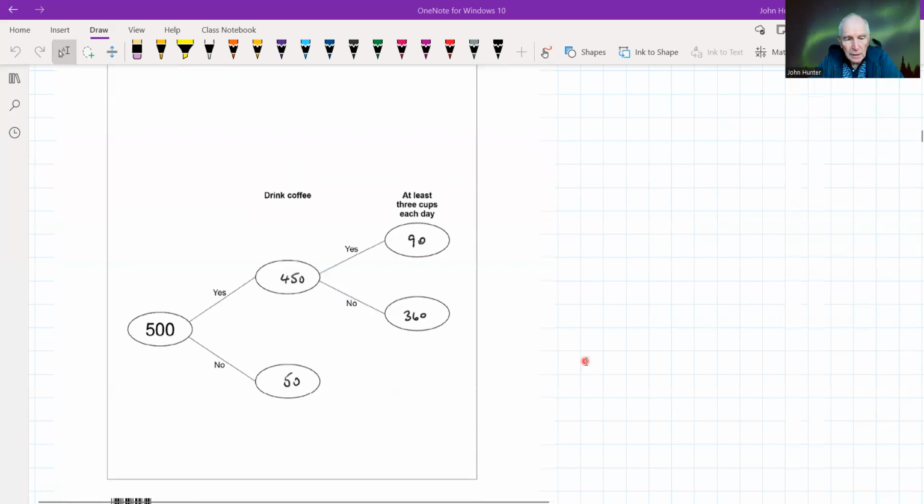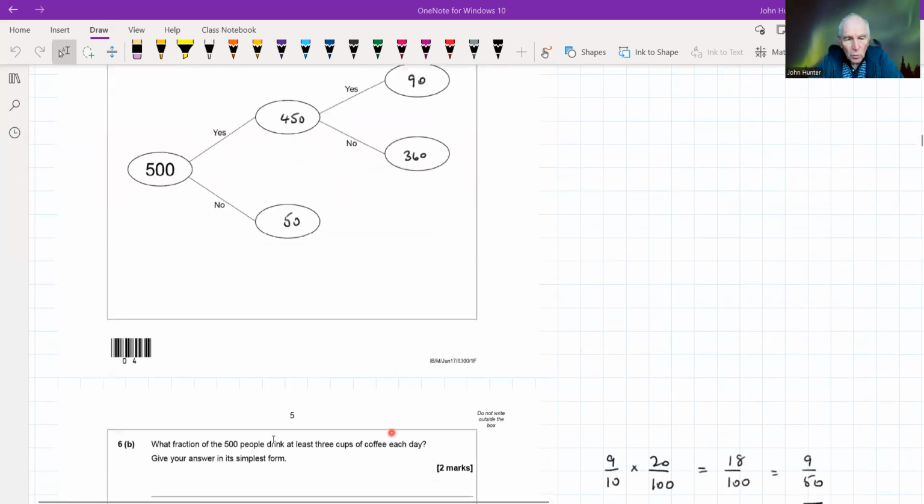And then the last part of the question says, what fraction of the 500 people drink at least 3 cups of coffee a day? So we can just take this 90 as a fraction of the 500. So that's 90 over 500, which of course cancels, divide through by 2, we get 9/50ths.